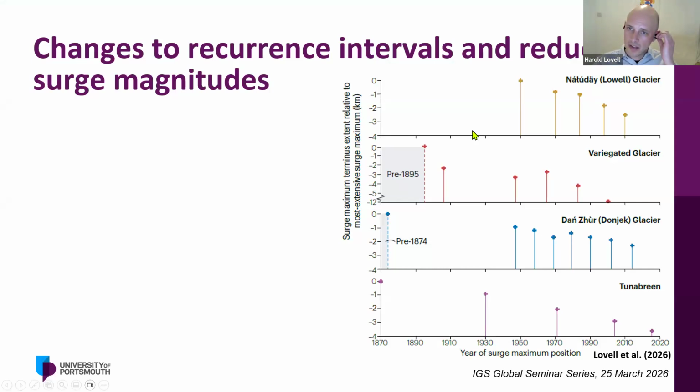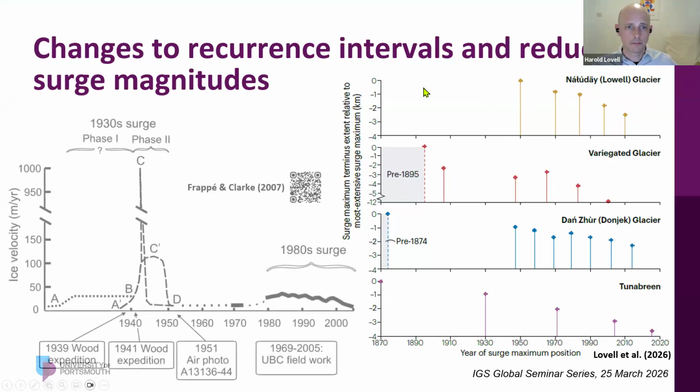So we're seeing examples of surges becoming less extensive over time. There are various glaciers here from across Alaska, Yukon, and Svalbard, where the surge is reaching a less extensive point for each subsequent surge. And obviously there's a mass balance control. The glacier is building up less mass over each quiescent period and advancing less far.